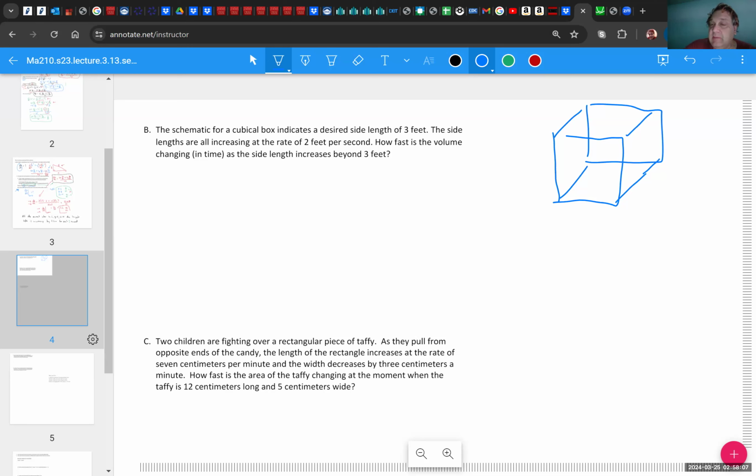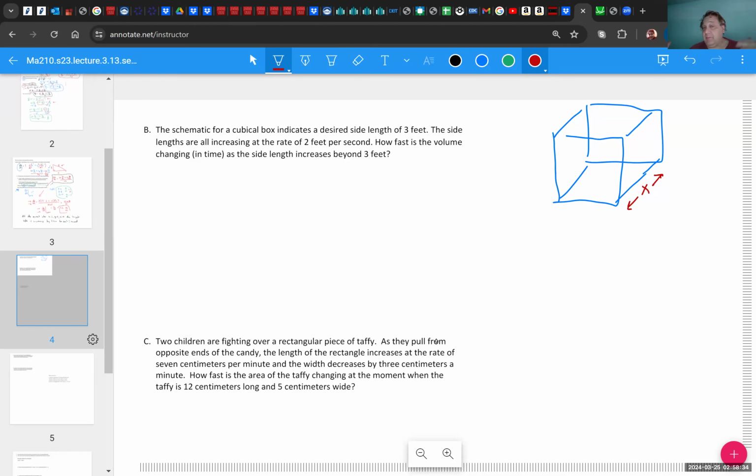So one mistake might be to write 3 here because it says the desired length is 3. But remember that the side lengths are increasing, right? These lengths are getting larger, and 3 is a constant, it's a fixed number. 3 does not get larger, it is always 3. So we cannot write 3 there. We need a variable for the side length. I'll be boring and I'll just call this x. So x is a side length.